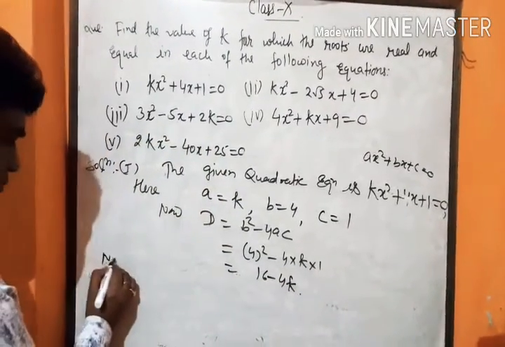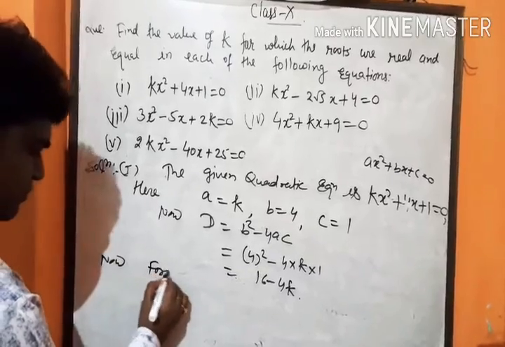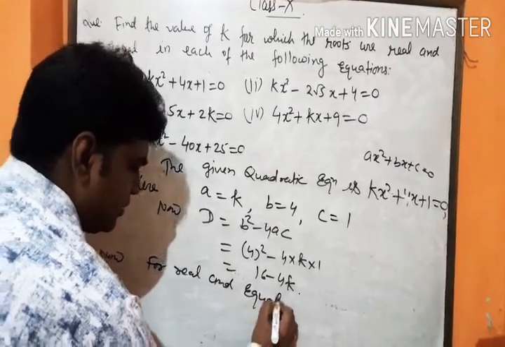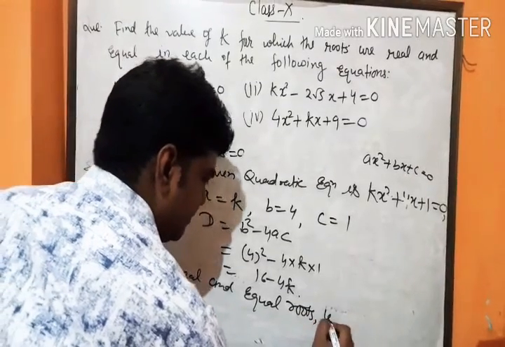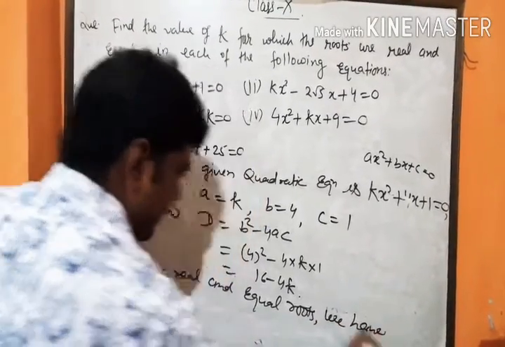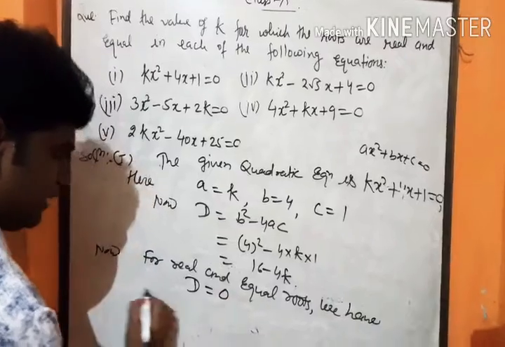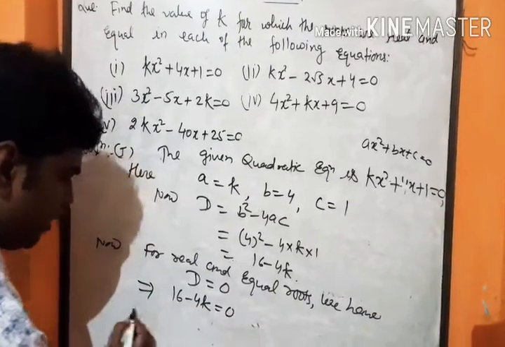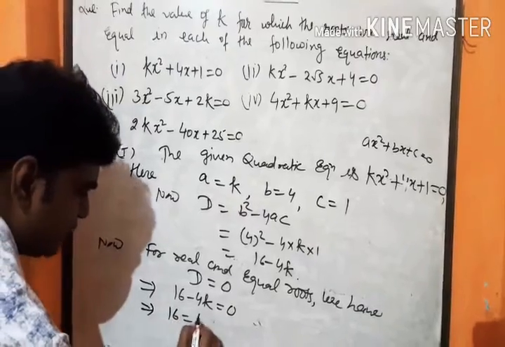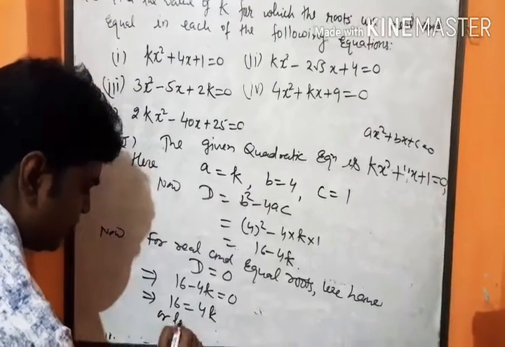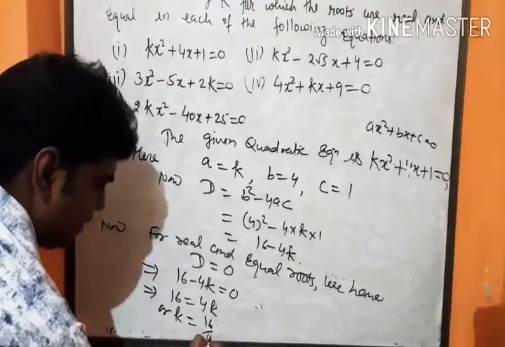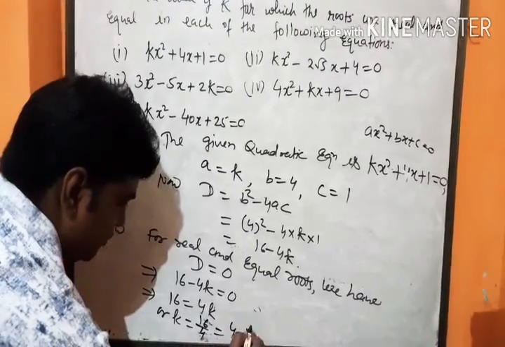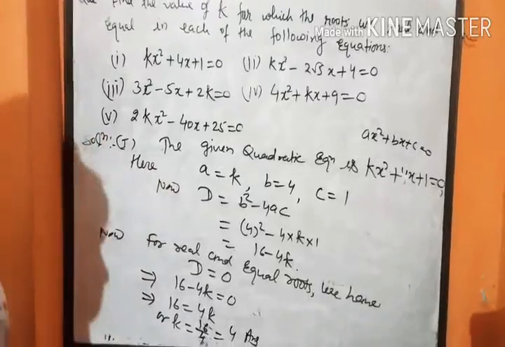Now for real and equal roots, we have D equal to 0. This implies that 16 minus 4k is equal to 0, or this implies that 16 is equal to 4k, or k is equal to 16 upon 4. It gives 4. So this is our required solution.